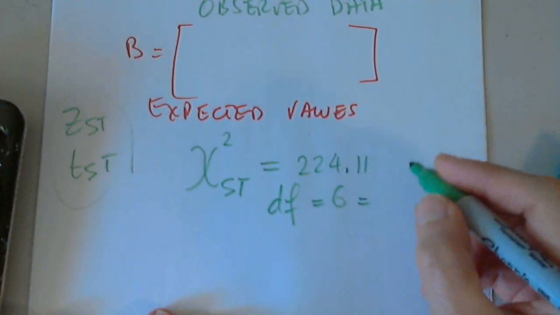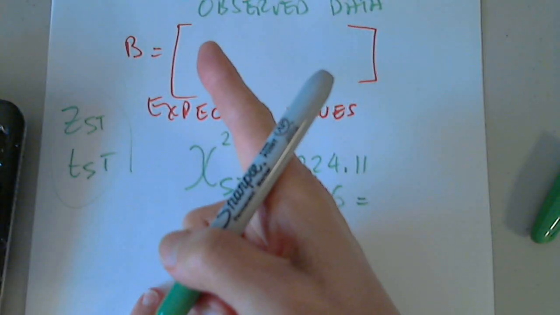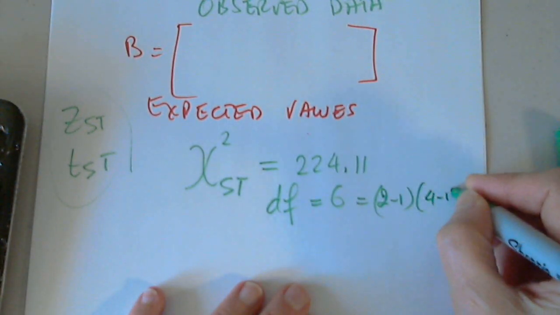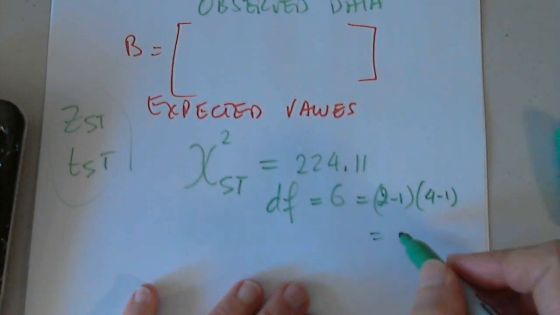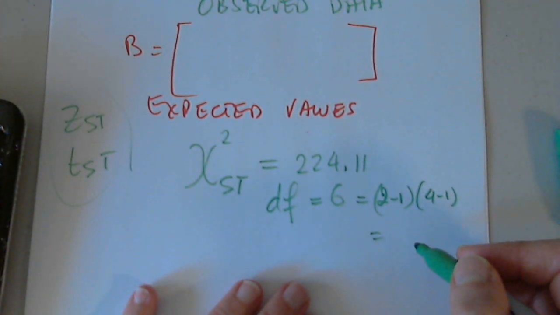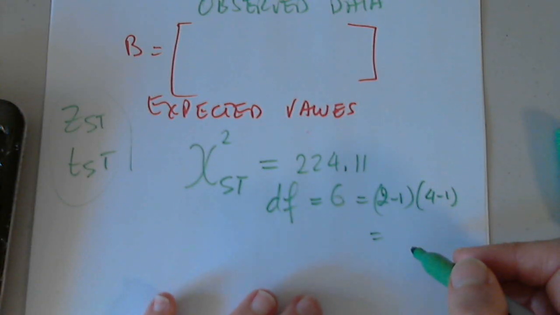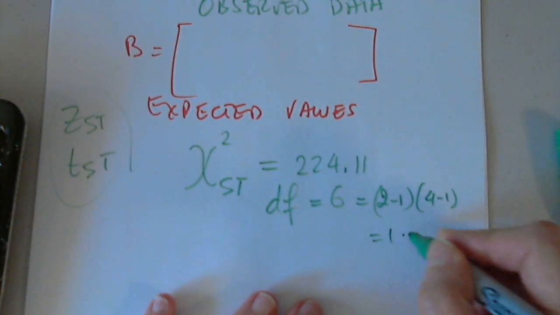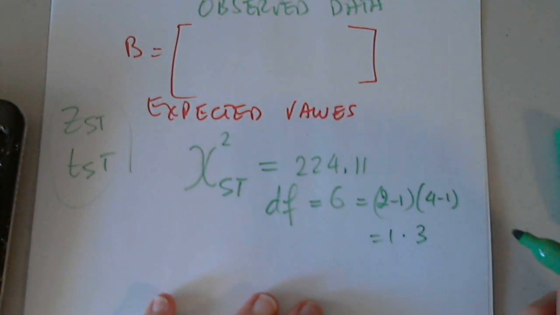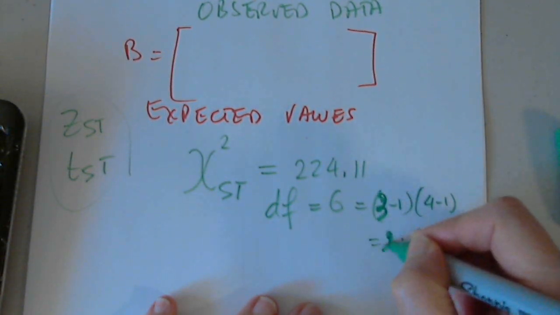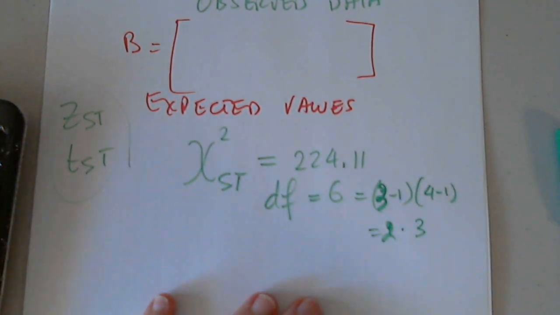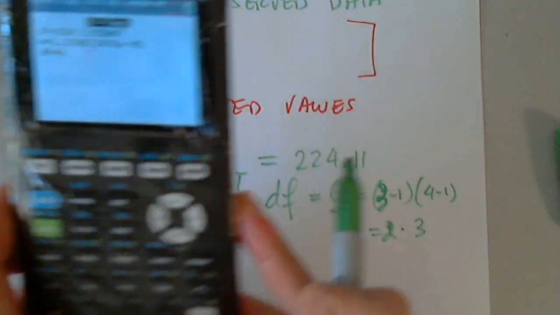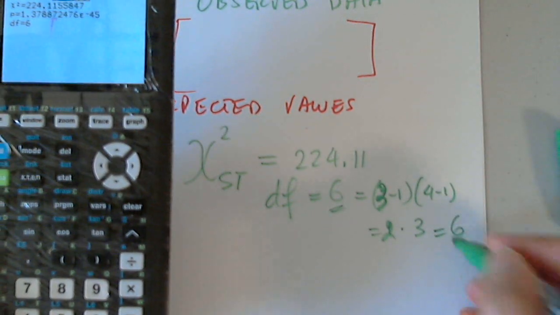Degrees of freedom for the chi-square test is determined by how many rows we had minus 1, and how many columns we had minus 1. So it's R minus 1 times C minus 1. No, sorry. We have 3 rows, 4 columns. 3 minus 1 is 2, 4 minus 1 is 3. That's why the calculator gives us 6 degrees of freedom.